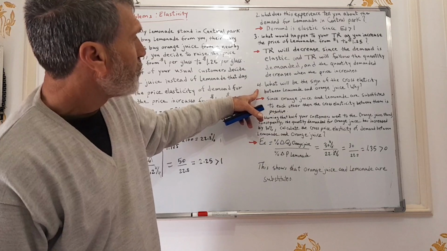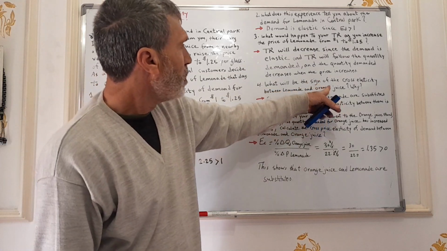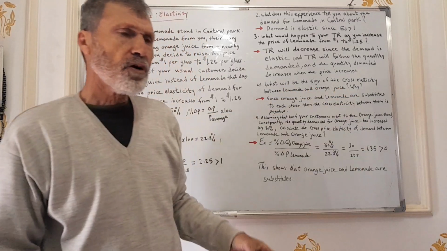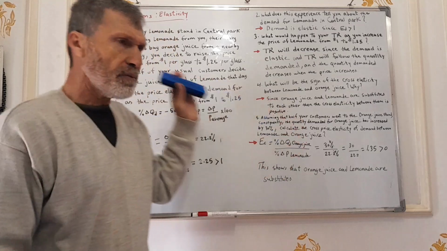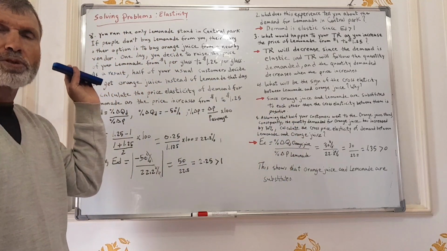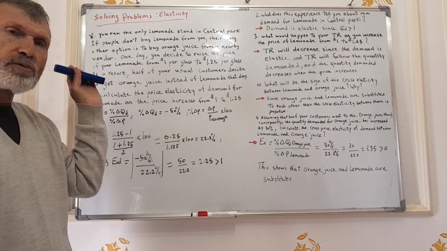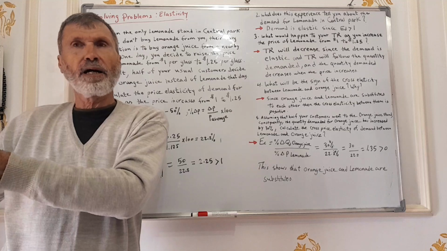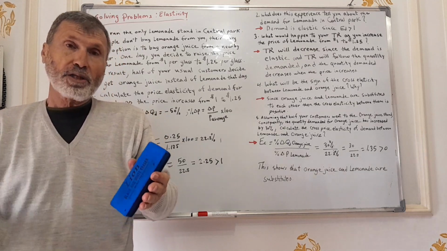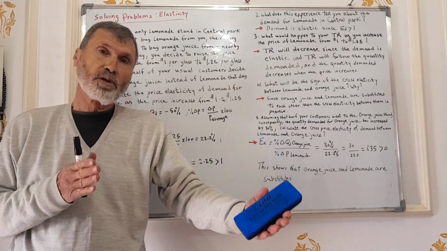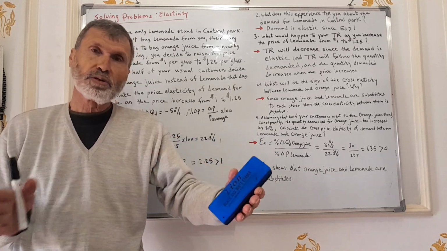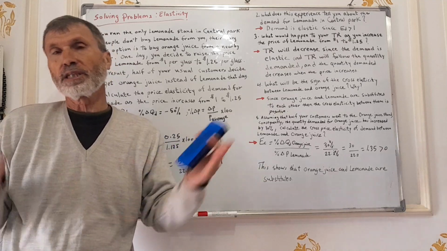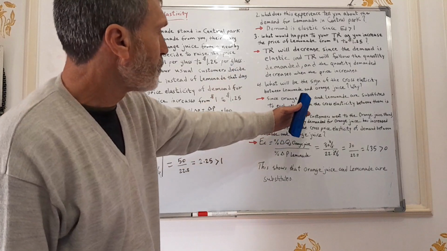Part 4: what will be the sign of the cross elasticity between lemonade and orange juice? As you can see from the question, the other option of customers when the price of lemonade increases is to go to another vendor who sells orange juice. Therefore, orange juice is a substitute of lemonade. Since they are substitutes, the cross elasticity between lemonade and orange juice is positive. And it is discussed over here.